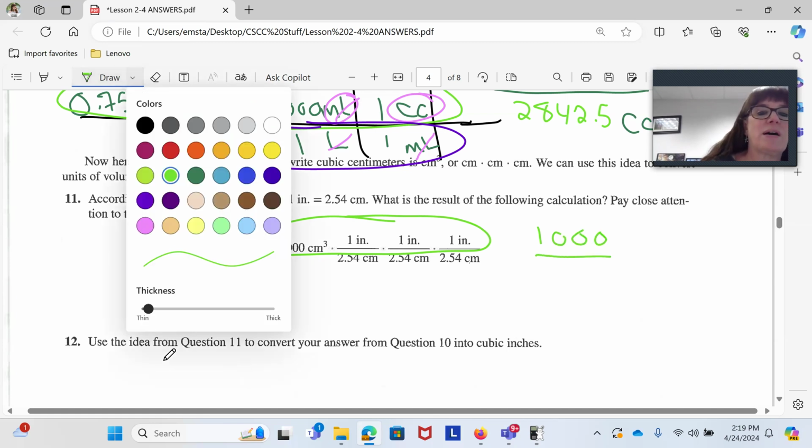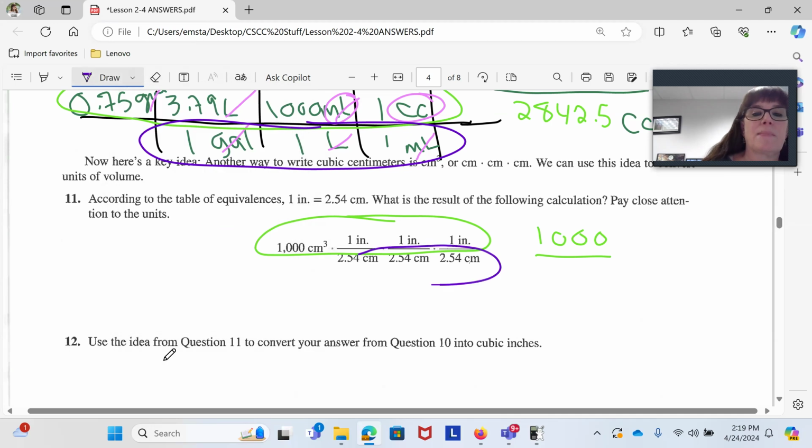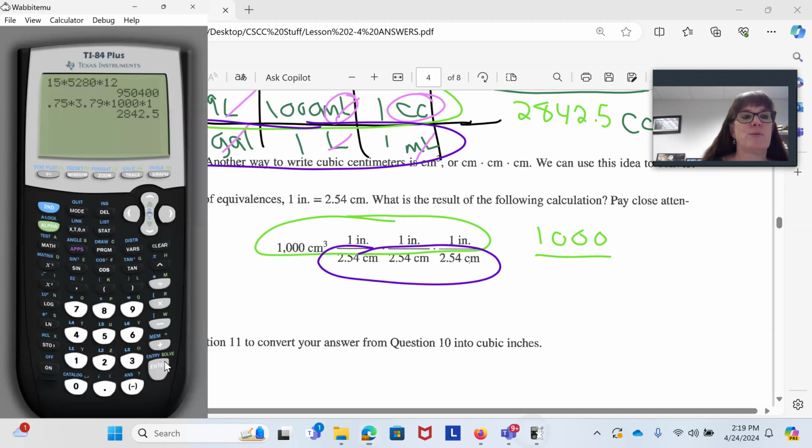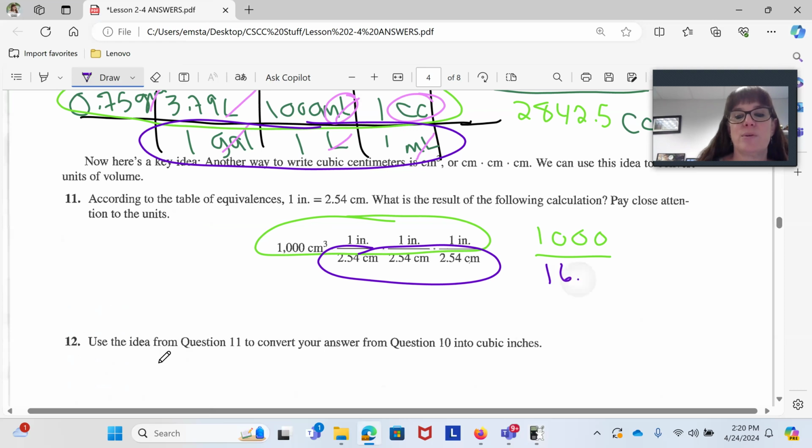Multiply everything on the bottom. So 2.54 times 2.54 times 2.54. I'm going to cheat and use a power. So 2.54 raised to the third power. That's a shorthand way of writing 2.54 times itself 3 times. I get 16.38. Or let's see, we'll put in as much as we can.